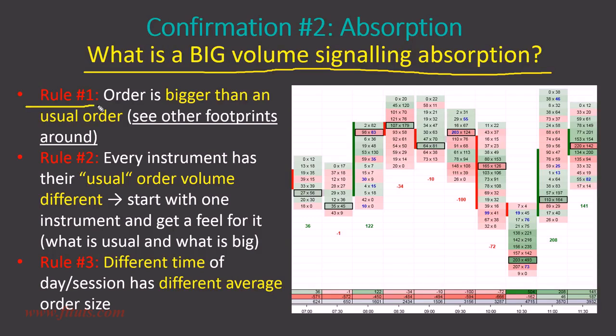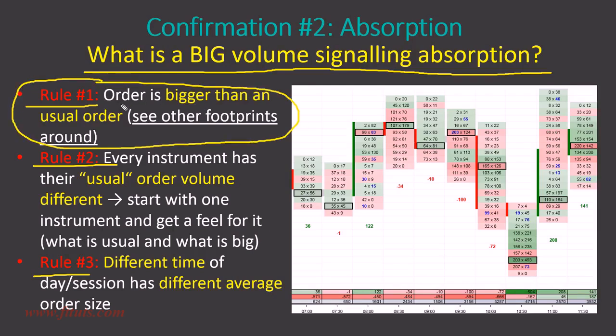There are 3 rules to help you identify the heavy volumes signaling absorption. Those rules are the same as from the previous video, the confirmation number 1, the limit order confirmation. So I'm just going to run through it real quick. Rule number 1, the most important rule: the order which you are looking for, the absorption volume node, is bigger than usual order.